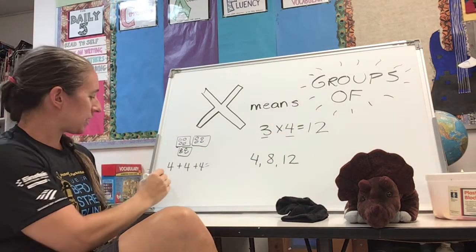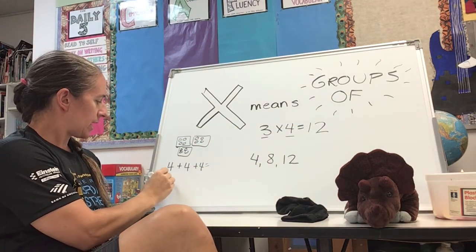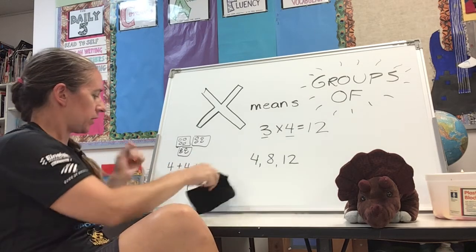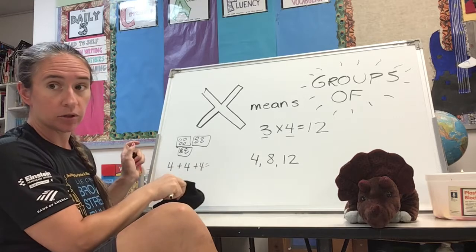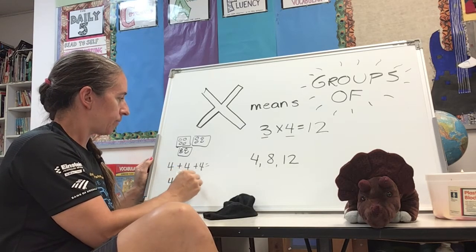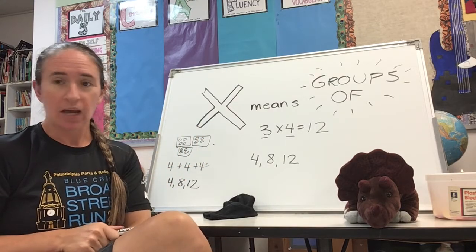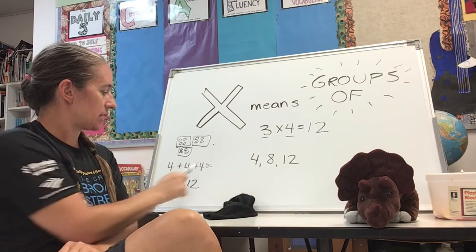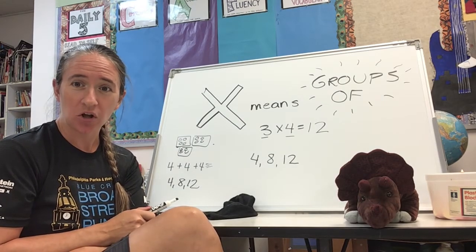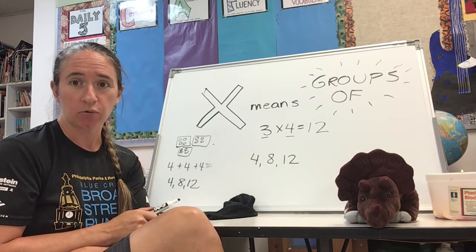So I have 3 different ways that I can skip count, or that I can multiply. Wow, I'm having a hard time with drawing pictures today. Let me try again. I can draw a picture, I can write an addition sentence, or I can skip count. Those are 3 different ways to all solve the same problem.